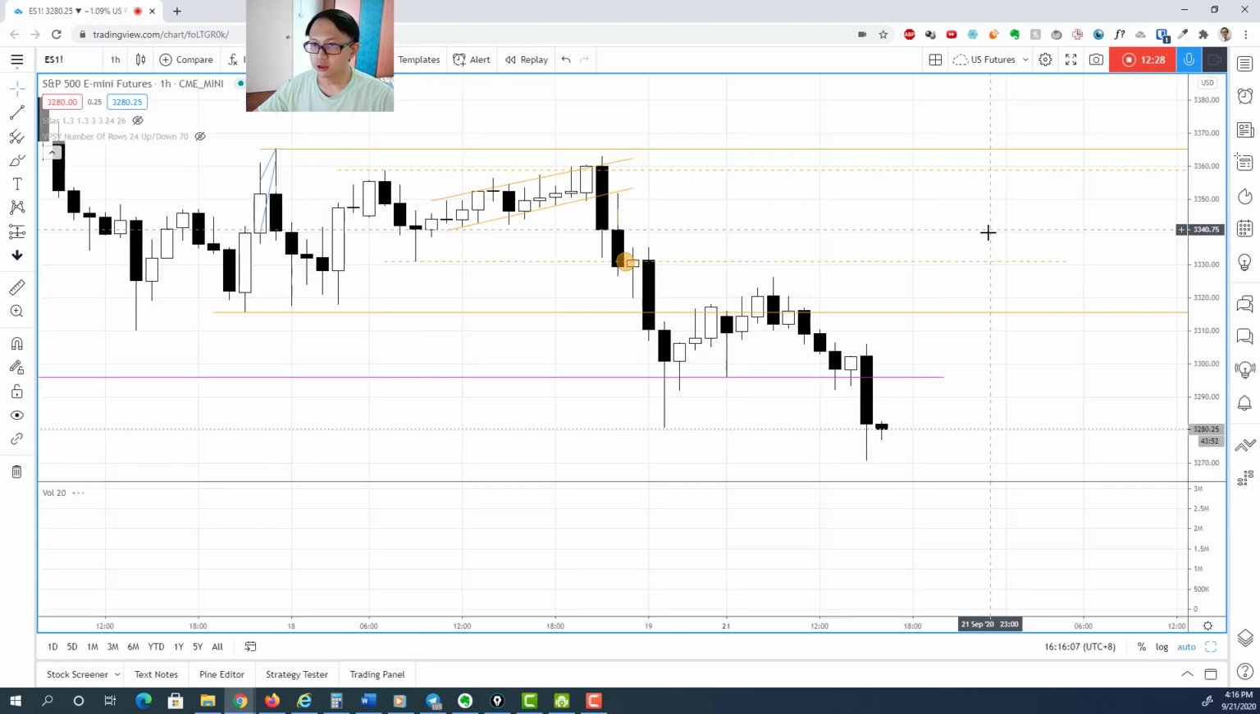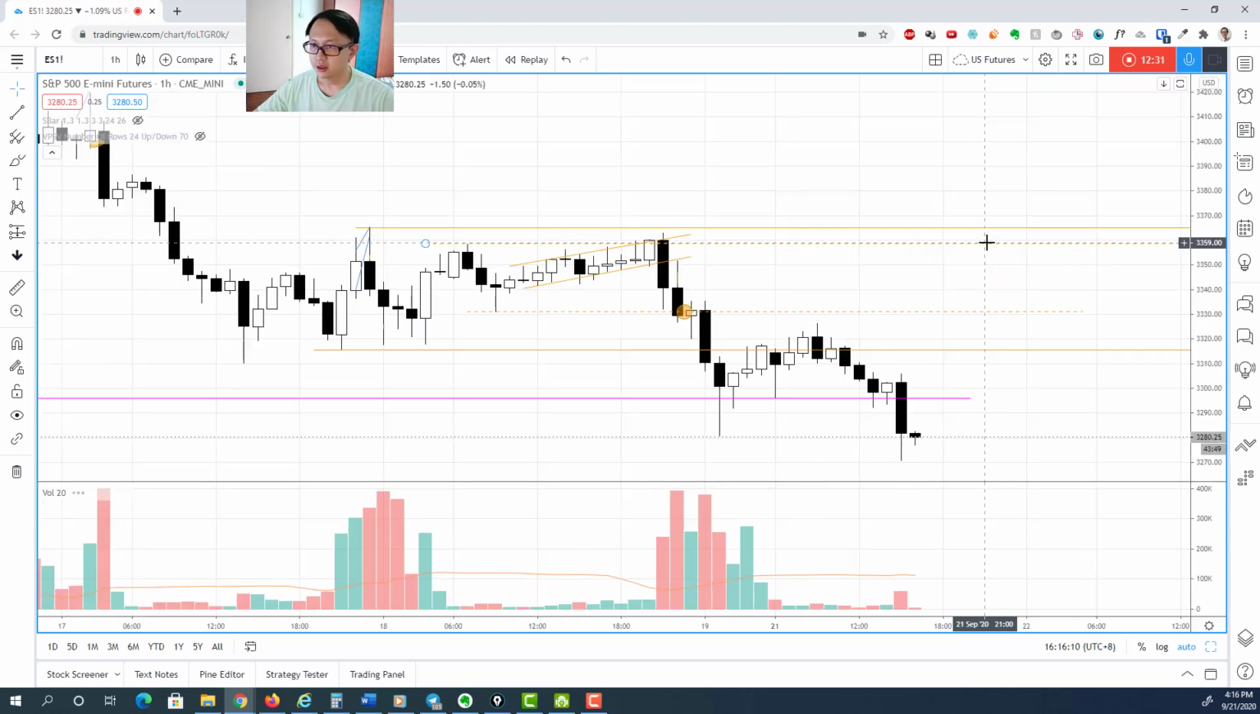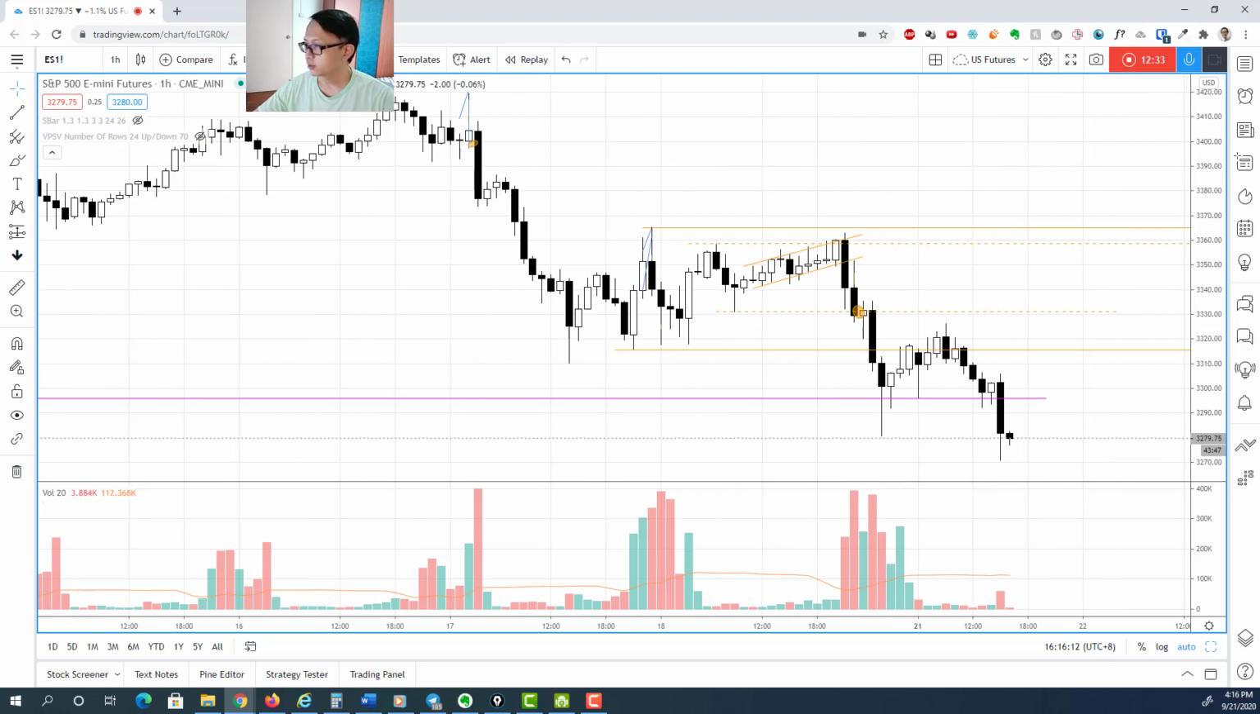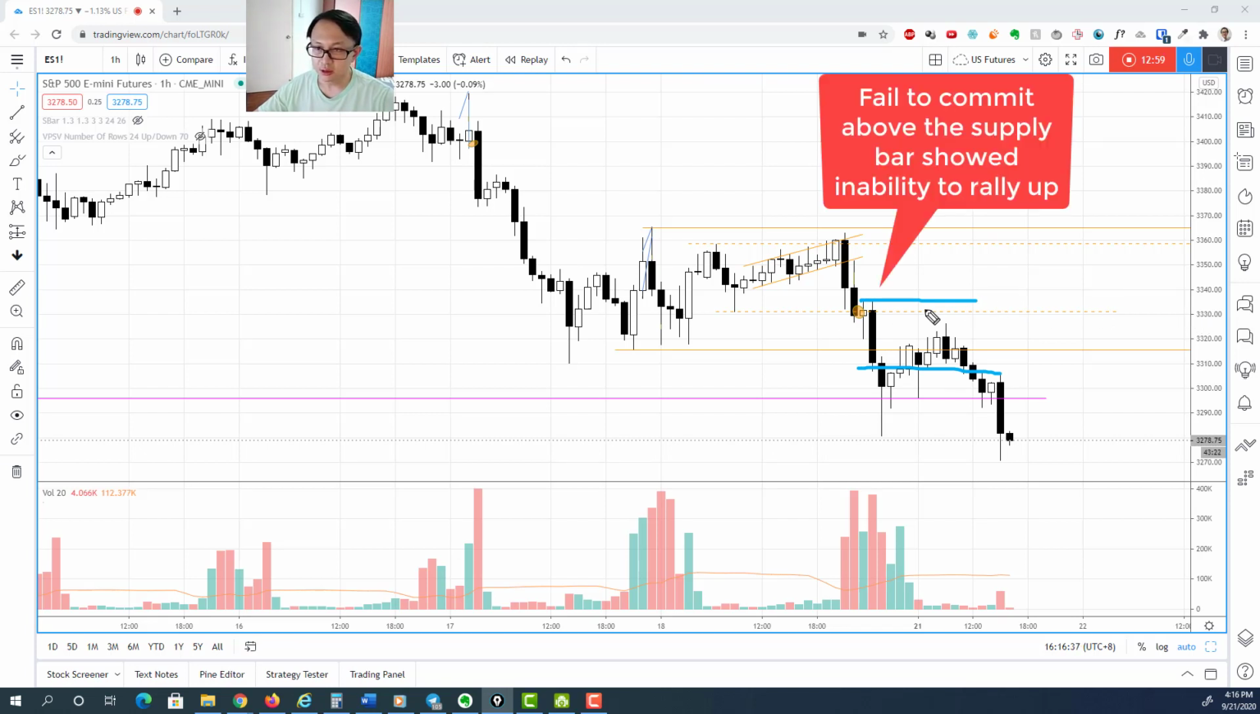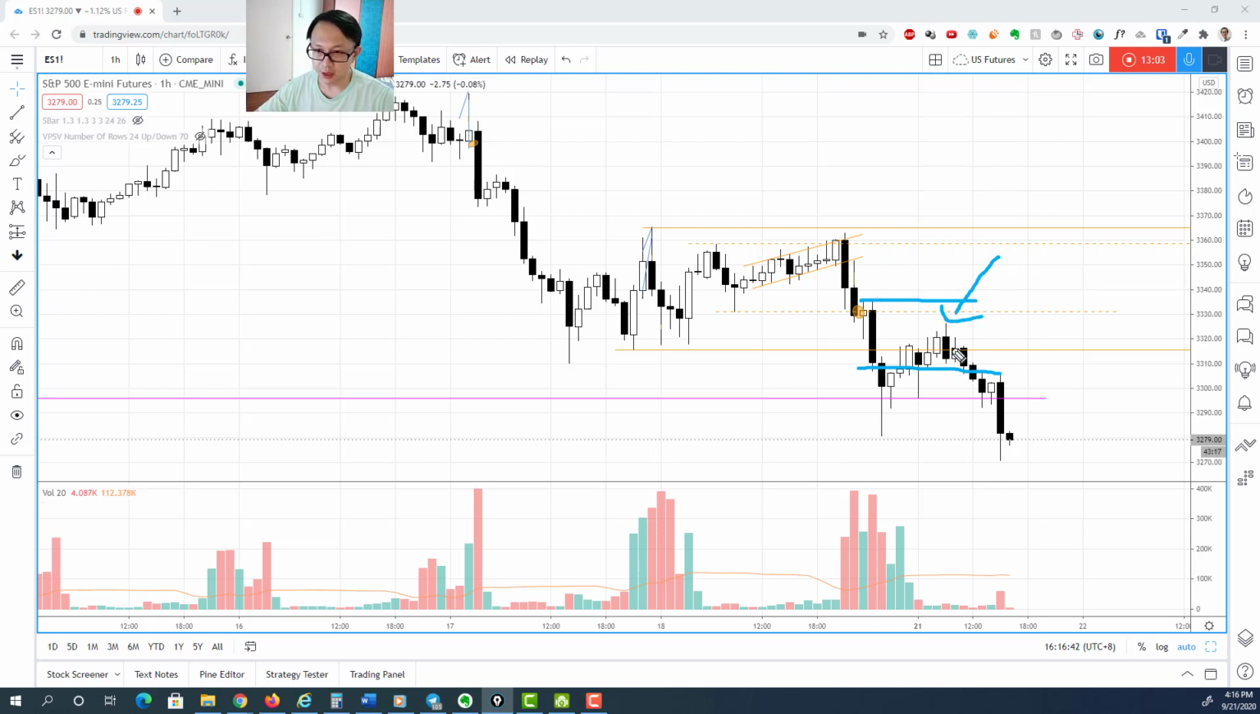Let me zoom into the hourly time frame, and I think that could be the rally that I anticipated. During the Asian session, you can see that these few bars here are actually a very weak rally. In fact, it just can't stay above the supply bar here. So definitely, if it couldn't commit above the resistance level at around 33.30, it is definitely a bearish sign, and right at this reversal bar.